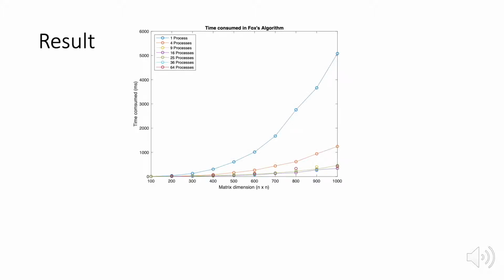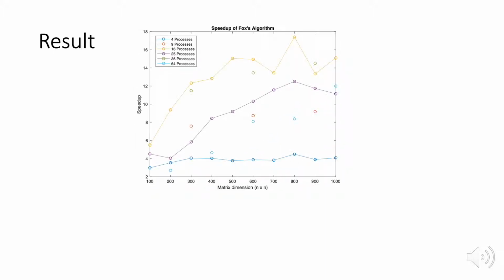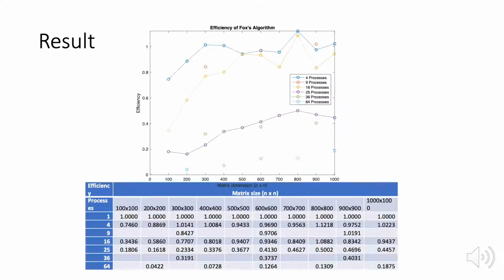Then let's look at the results of the Fox algorithm. First, this is the time consumed in the Fox algorithm. Then it's the speedup and the efficiency. We can see the efficiency drops very quickly when the number of processors is more than 16.